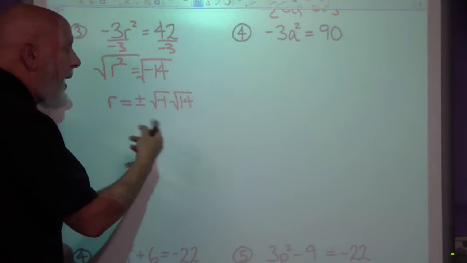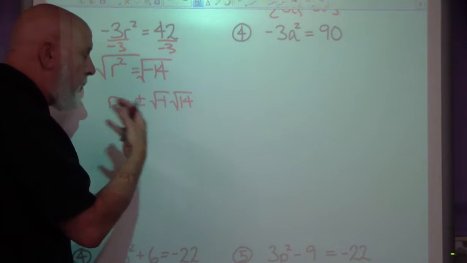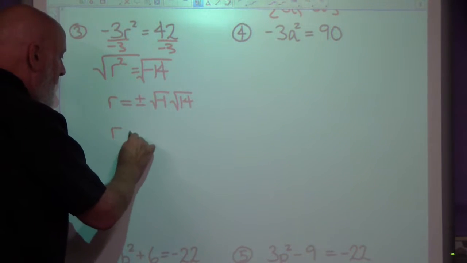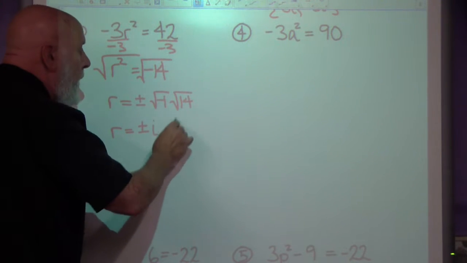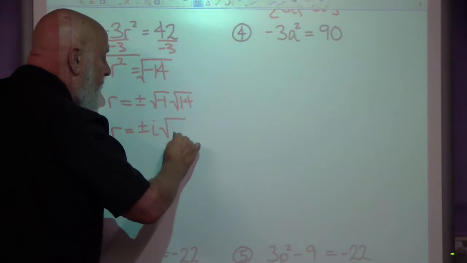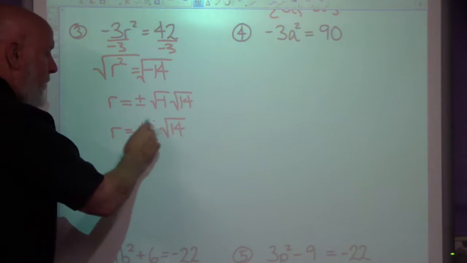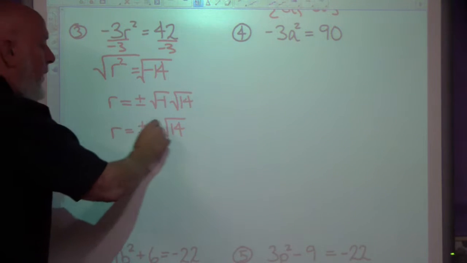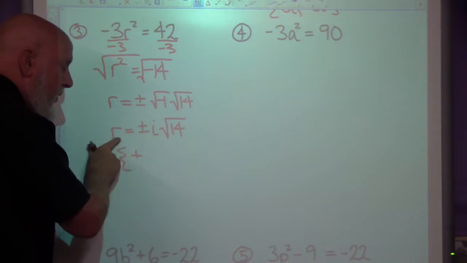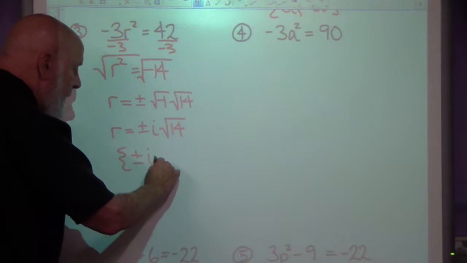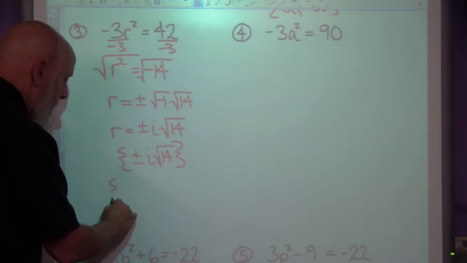14 won't come out from under the radical. It's not a perfect square, so I'm just going to rewrite it radical 14, or square root of 14. However, this will be plus or minus i. 14 will stay under the square root symbol, or under the radical, and there's our solutions. There are two of them. You could write your answer like this. You could expect to see it in a standardized test like this, or like this, or like this.